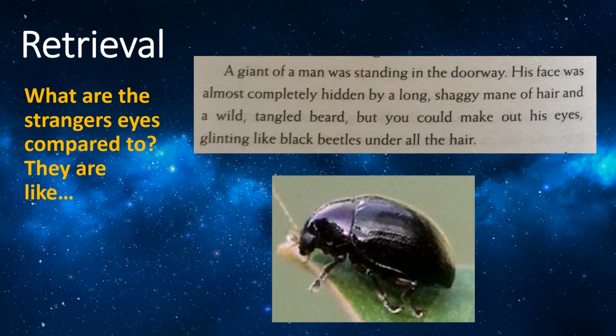If you look carefully at this picture, you can see just how shiny the back of the beetle's shell, or outer layer, is. So obviously it's very easy to spot his eyes, because if something shines out, you're more likely to notice it. So that's a really important feature of the text there.